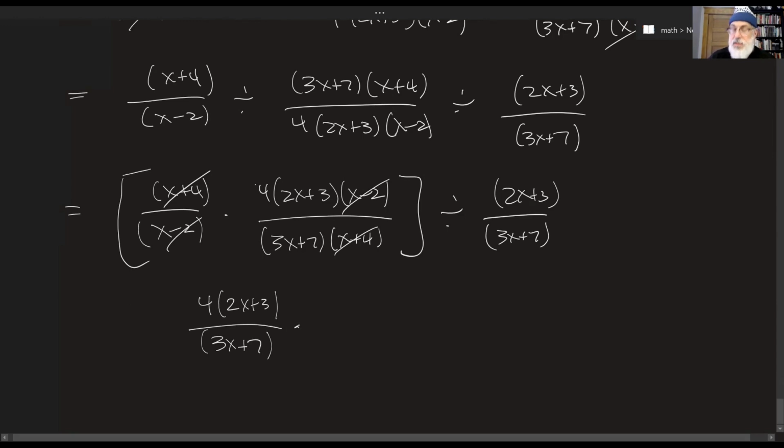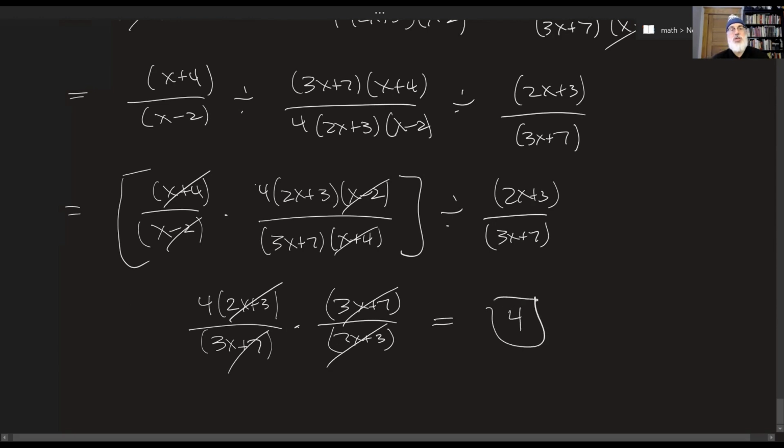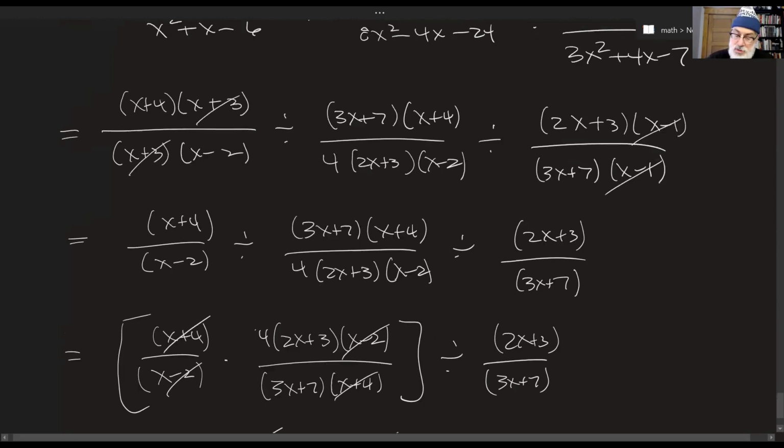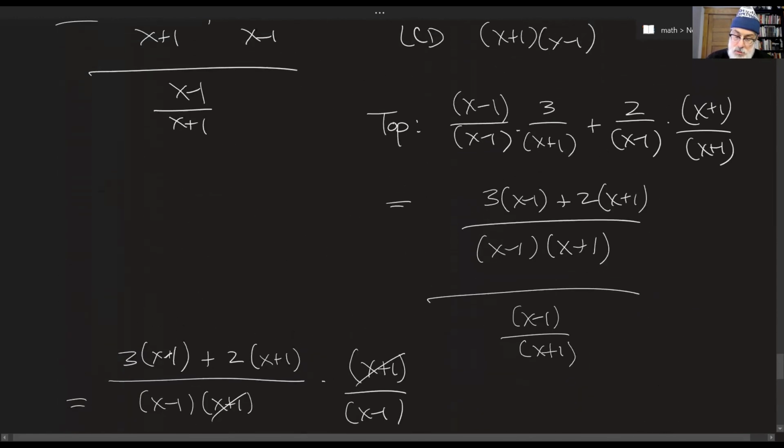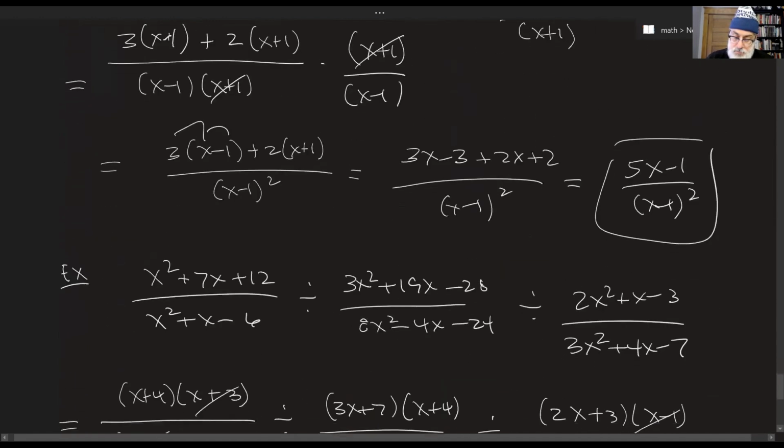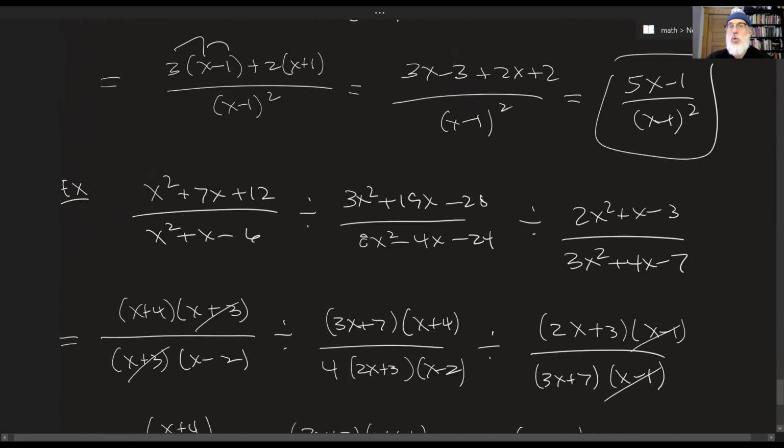Now let's write this as reciprocal multiplication. So 3x plus 7 on top, 2x plus 3 on the bottom. And then we notice that we have this nice cancellation. So this is actually just 4. So this ugly expression that we started with, right here, is just 4. So if ever you want to write 4 in a really ugly way, you can write it this way.